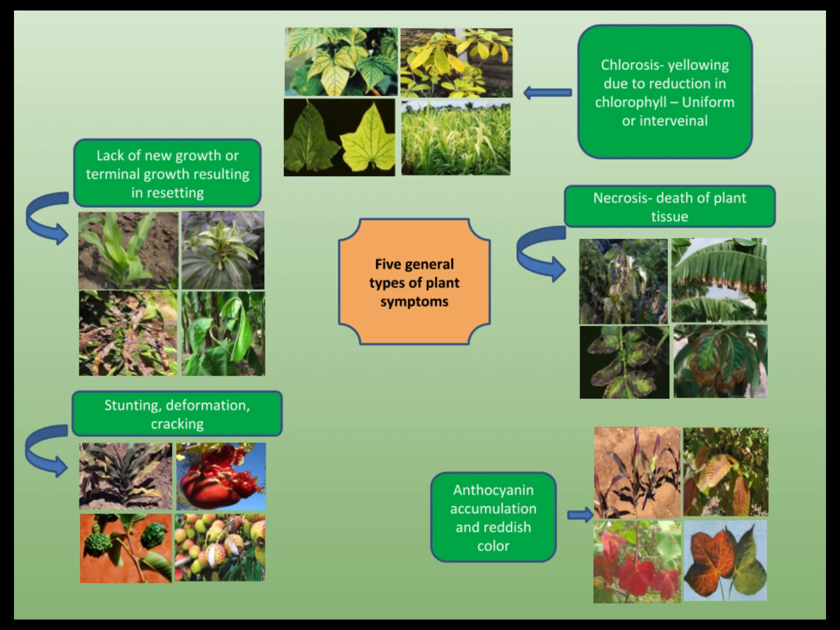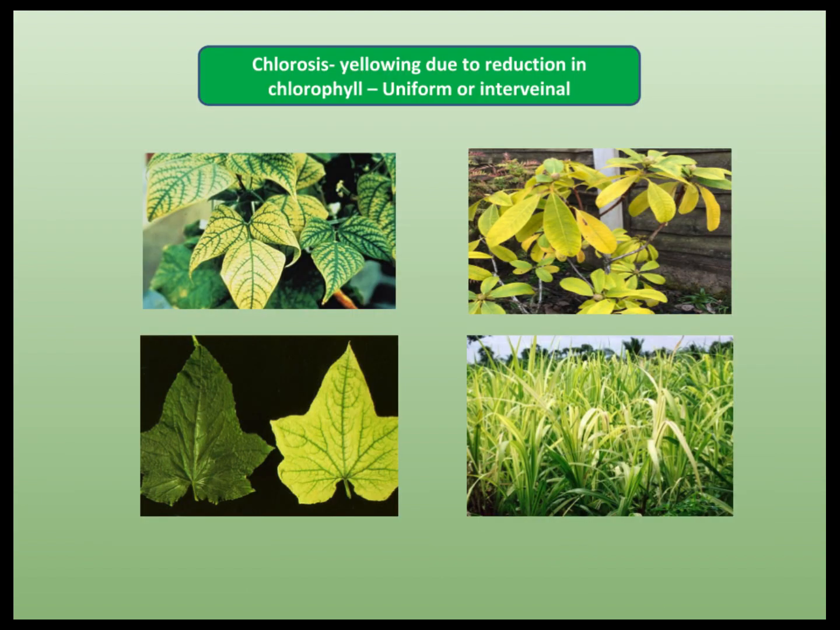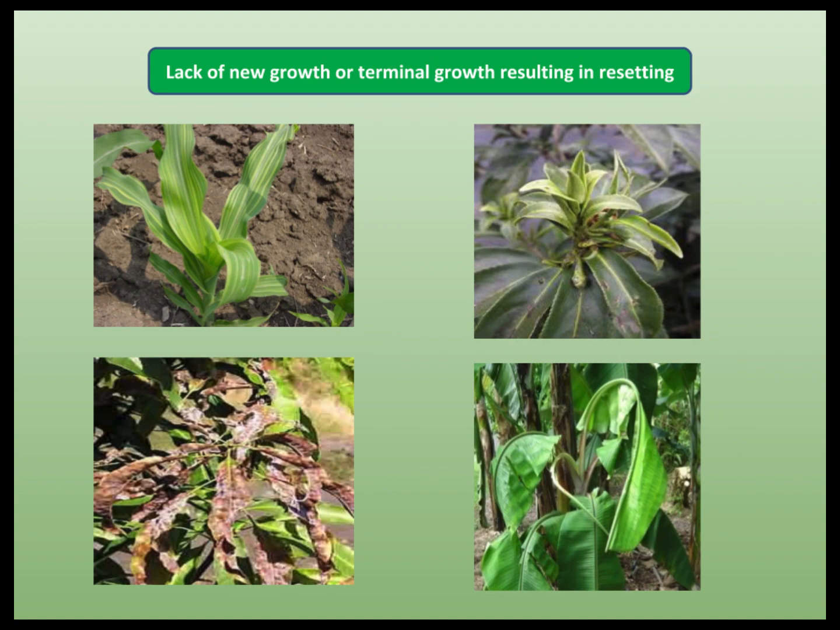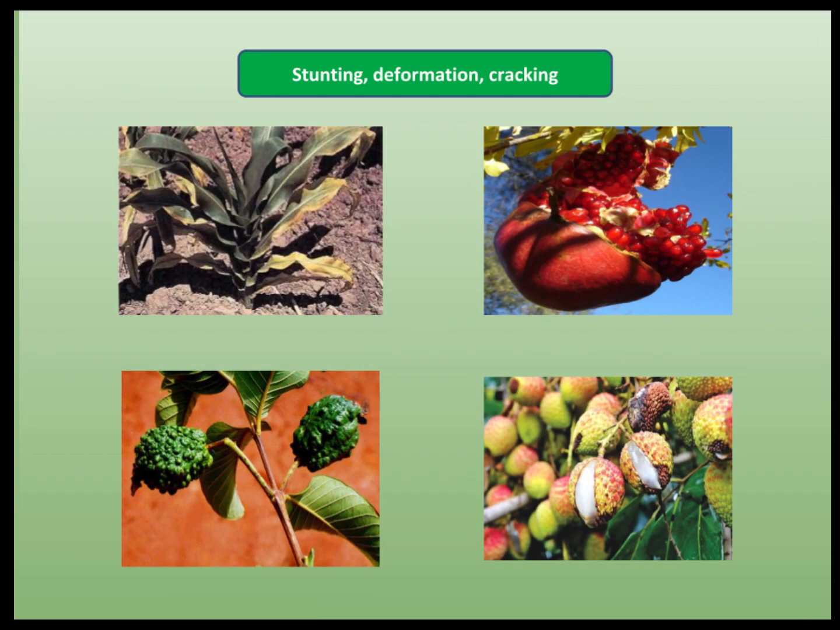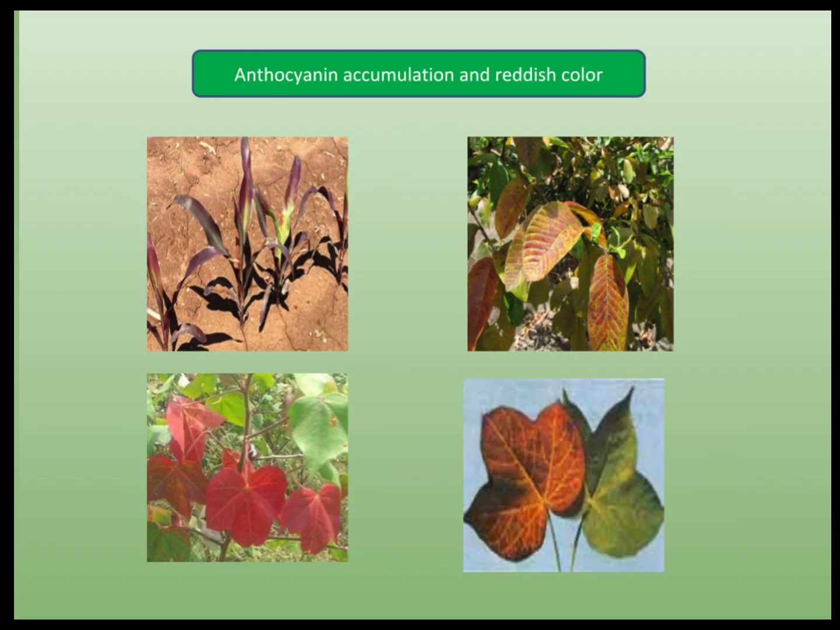Generally, 5 types of symptoms are seen on plants. They are yellowing or chlorosis, lack of growth and bushy appearance in young shoots, death of tissues or necrosis, deformation, cracking or stunting, and color change to red, pink or violet. All are caused due to specific problems.